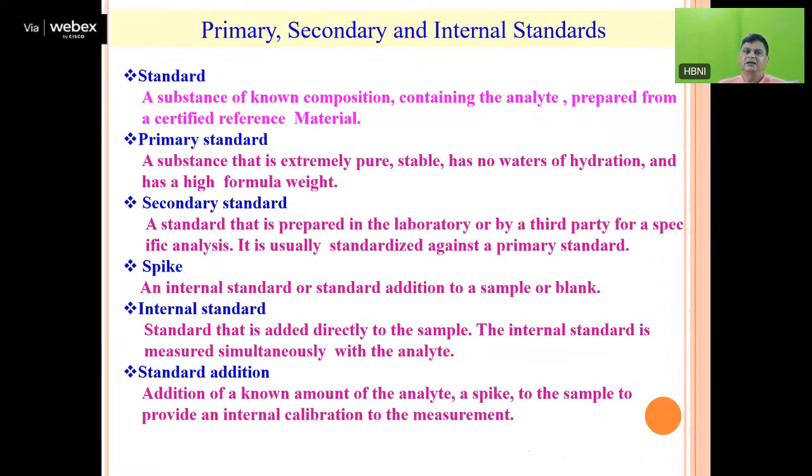Then comes the primary standard and the secondary standard. A primary standard is a substance that is extremely pure, stable, has no water of hydration, and has a high formula weight, because it is considered the most stable. We will see during the course of the lecture what those are, like calcium oxalate and sodium carbonate. There are some primary standard materials. A secondary standard is a standard prepared in the laboratory for a specific analysis. It is usually standardized against a primary standard, because it is prepared by using the primary standard.